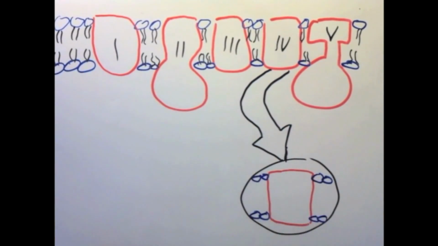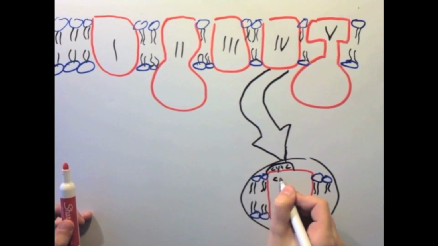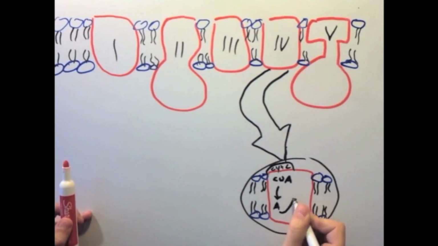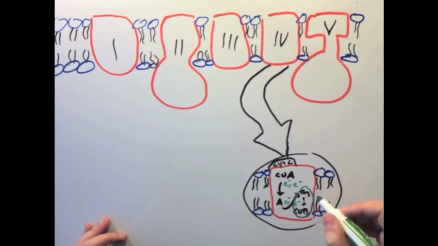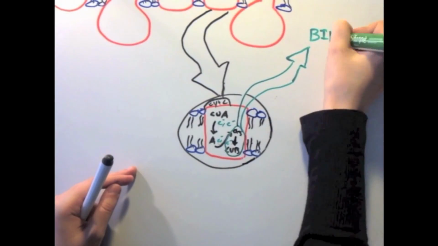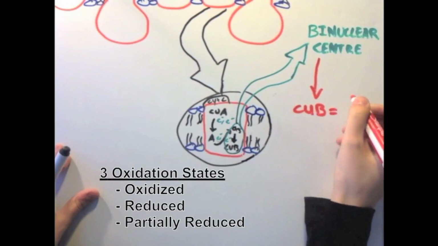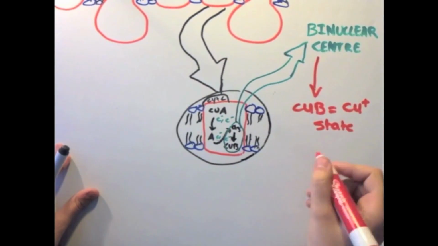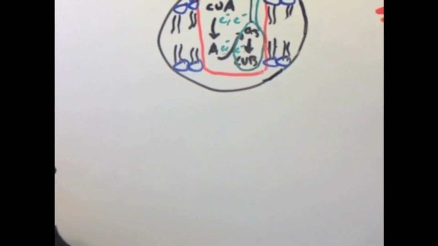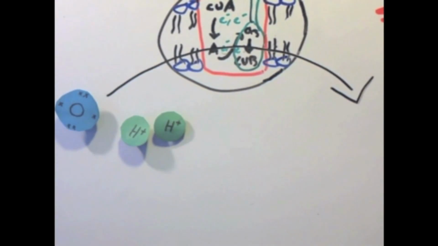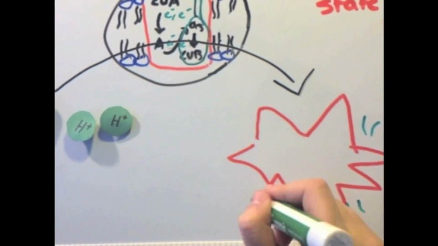Now, complex 4 is an important stage of oxidative phosphorylation. It's the site where oxygen binds to the heme alpha-3 copper B binuclear center and as a result pumps 2 hydrogen ions across the membrane to the intermembrane space. The binuclear center can exist in 3 oxidation states. Oxygen only binds when the binuclear center is fully reduced. Therefore, the presence of oxygen is necessary because the reduction of oxygen is coupled to the phosphorylation of ADP.